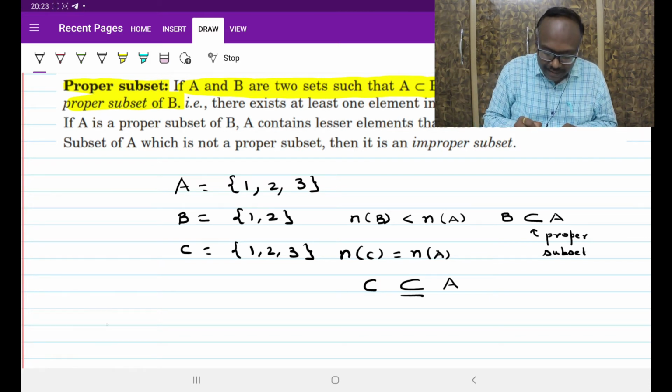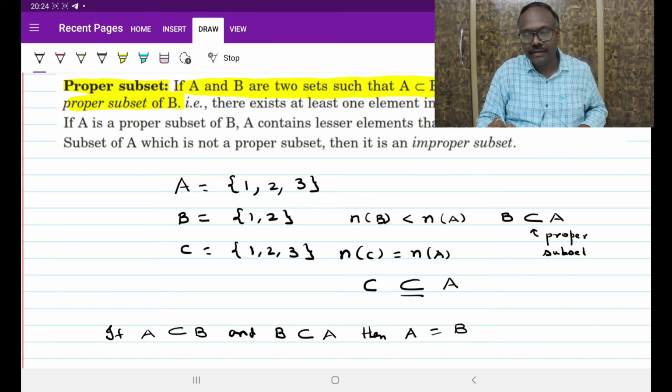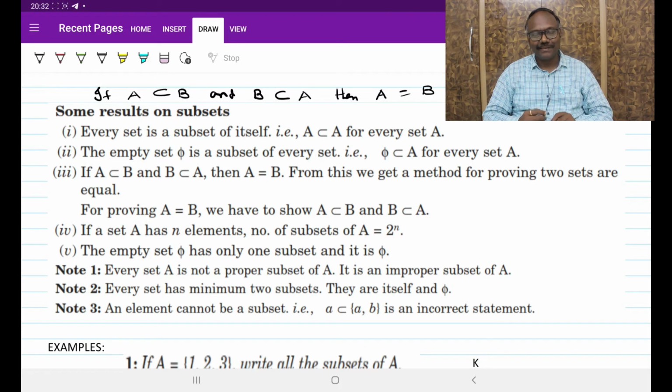So we can also write a result that if A is a subset of B and B is a subset of A, then A is equal to B. I hope you understood. Let us see some important results of subsets. We know that all the elements of A are found in set A. So A is a subset of A, which means every set is a subset of itself. As we have already discussed, this will be an improper subset.